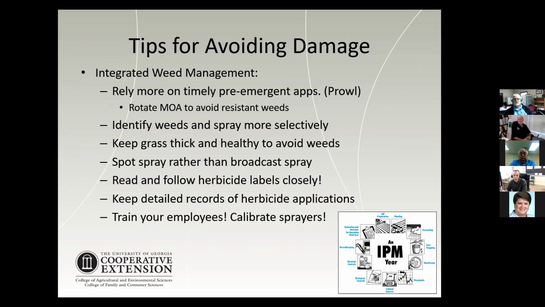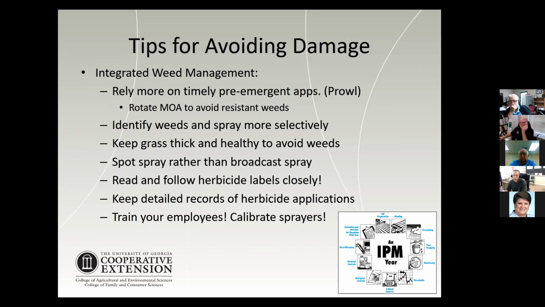Keep your grass thick and healthy to avoid weed problems in the first place. Don't overgraze it. If a pasture is overgrazed, like Brenda was saying, if you get below 3 inches with your fescue, you're going to have more weed issues at the end of the day, because those weeds are going to outcompete that grass. Use spot spraying applications rather than broadcast spraying. If you only have a few weeds, that may be all you really need to do.